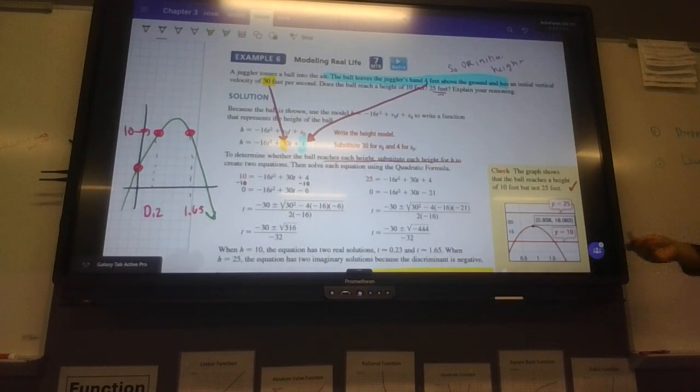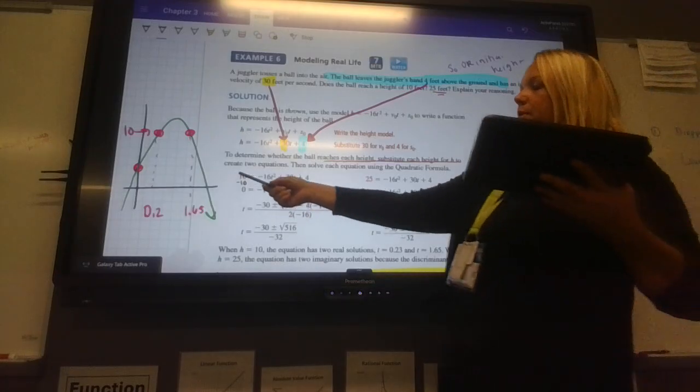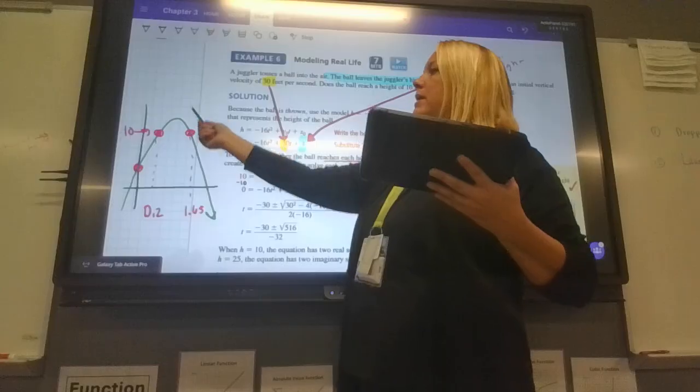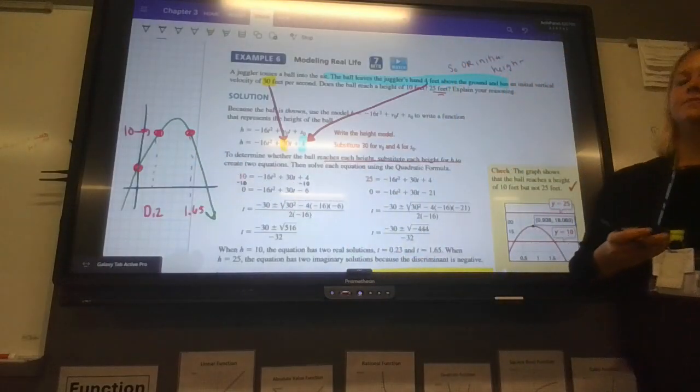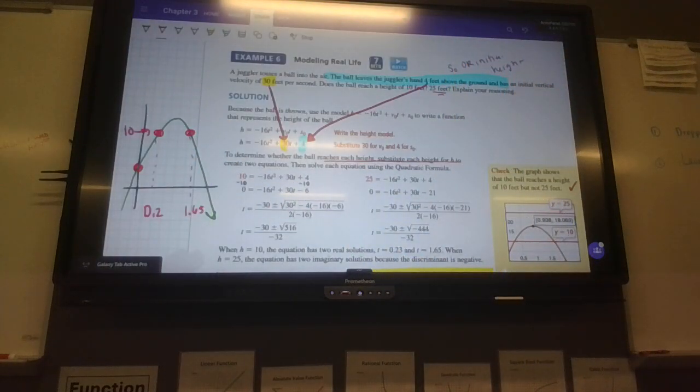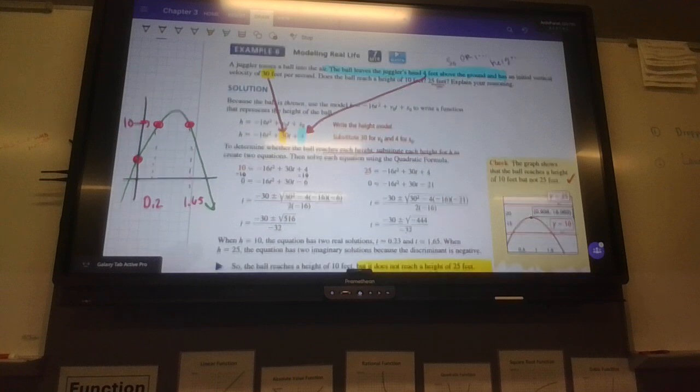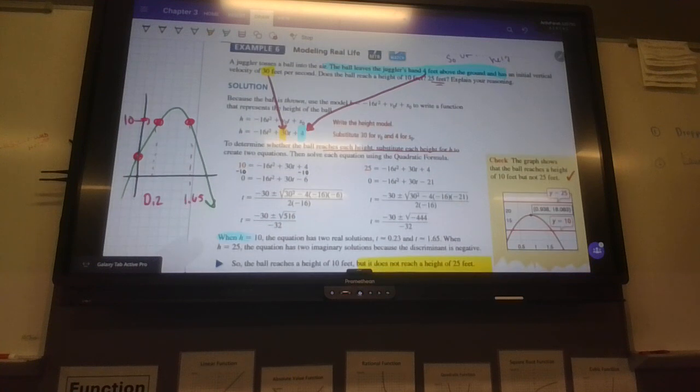And it's nice to see the visual. Here's this actual picture. The vertex is at 0.9, so it hit its median at 0.9 seconds, and it went up 18 feet. So it had to go up 8 more feet, turn, and come 8 more feet back down. So I guess I do buy into that. Okay, so yes, 10 works out. The answer is 0.2 and 1.65.